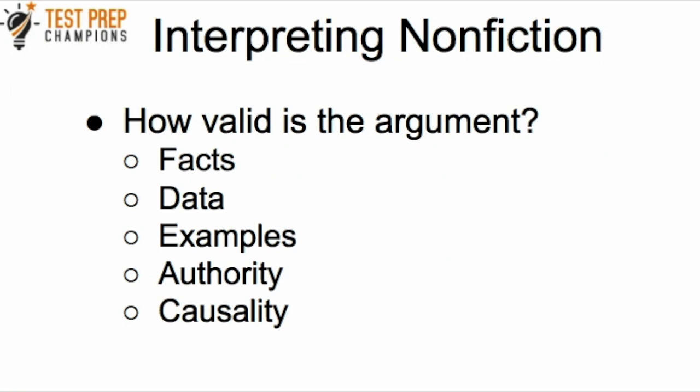So another skill would be thinking about how valid an argument is. For an argument to be considered valid, there has to be evidence to support it. And to determine this, you have to look at the facts, the data, any examples provided, any testimonials from authority figures or causes, and you're going to have to think critically to decide if an argument's valid.